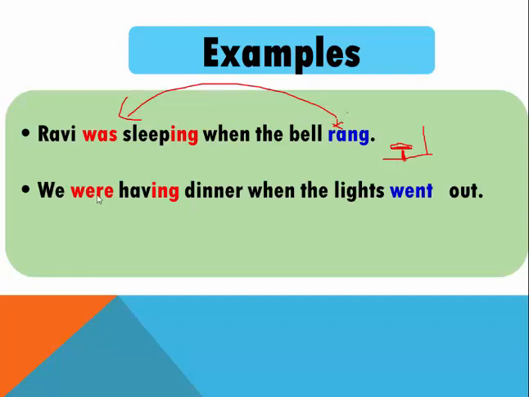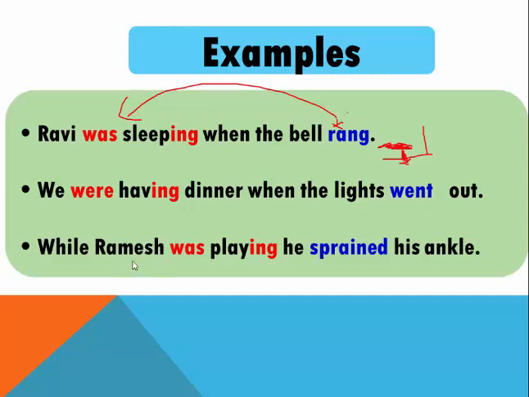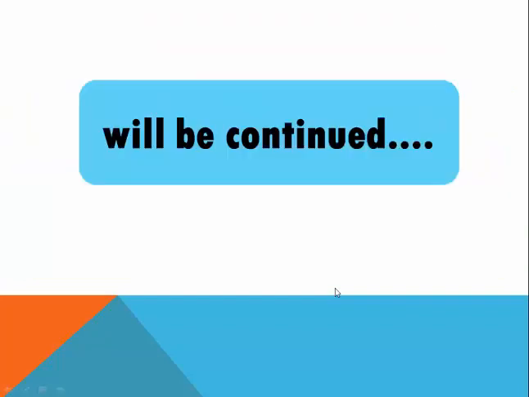Another example. We were having dinner when the lights went out. What happened in the past? The lights went out, and at this time we were having our dinner. While Ramesh was playing, he sprained his ankle. Something happened in the past, and during that time Ramesh was playing. So these are the examples.